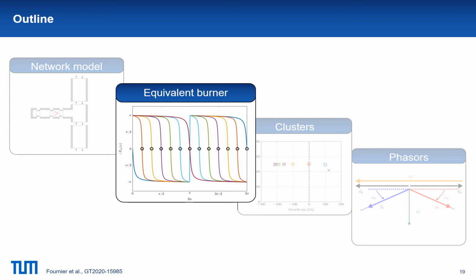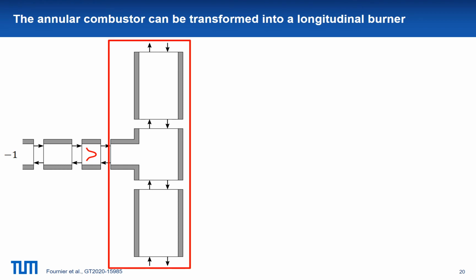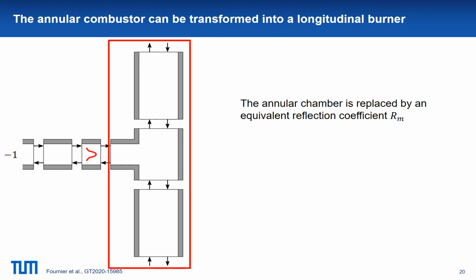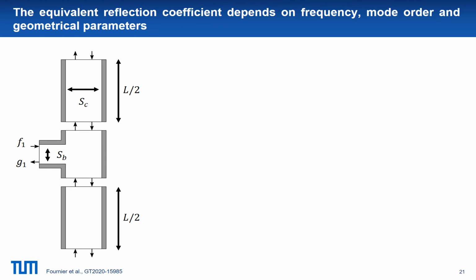Now, let's see how we can transform this model into an equivalent burner. The annular combustor can be transformed into a longitudinal burner. If we replace the two ducts that model the annular direction and the T-junction by an equivalent reflection coefficient Rm, we obtain the following longitudinal burner. The equivalent reflection coefficient depends on several parameters: frequency, mode order, and geometrical parameters.